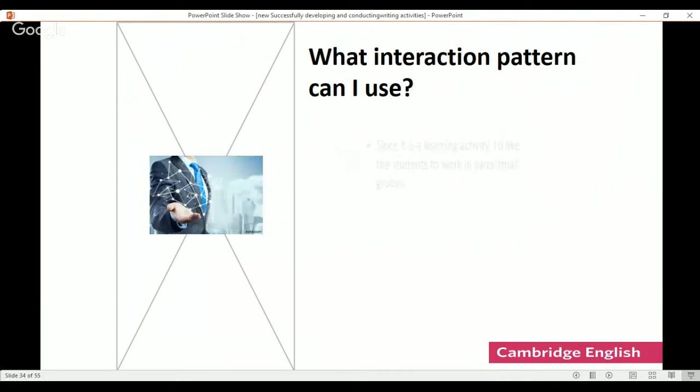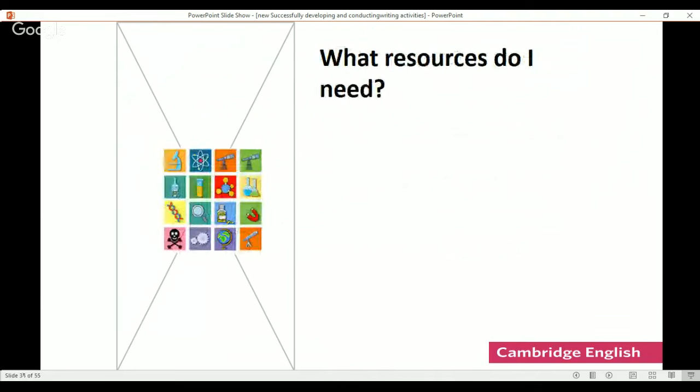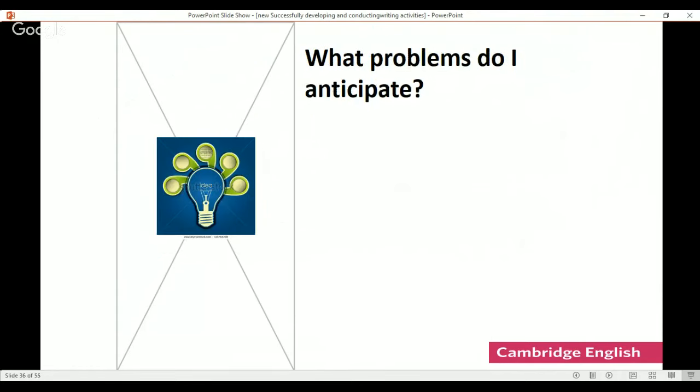What interaction patterns can they use? Since it's a learning activity, they should want the students to work in pairs or in small groups. They will check the answers for the activity as a whole class. What resources do I need? You need to think about what resources do you need. For example, in this case, you need a clear sample of a letter as a complaint, which will serve as the product to be observed for learning. That is, it will serve as a model. You need the key to the activity.